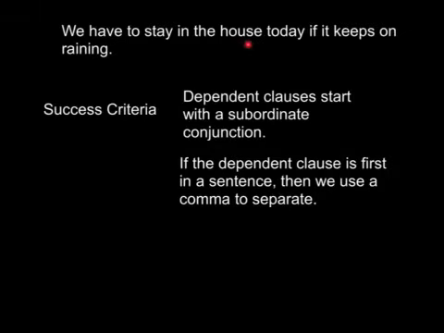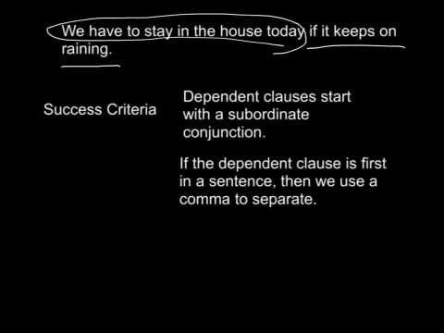We have to stay in the house today if it keeps on raining. Here, the dependent clause is after the independent clause. We have to stay in the house today is independent. If it keeps on raining is dependent. And here it is after the main clause, therefore no comma is needed.